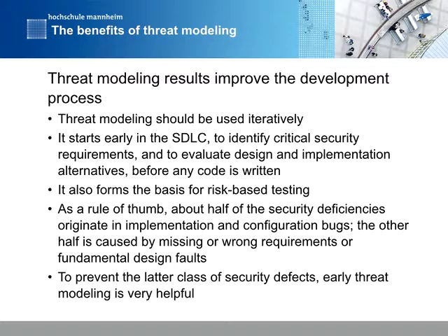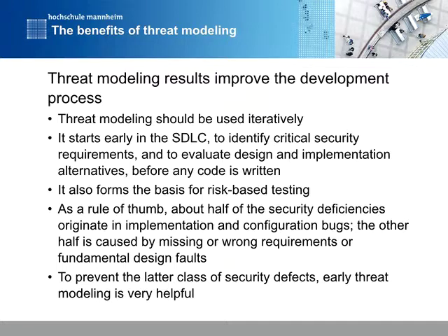As a rule of thumb, about half of security problems arise from implementation and configuration, so everything which is later than the design process. The other half is caused by missing or wrong requirements or fundamental design faults. So that's the experience, and from practice, half of the security issues have their origin in an early phase. So either in requirements engineering, missing or wrong, or in a design. Only half of them are coding or implementation. So it's very important to put some emphasis on these early phases.